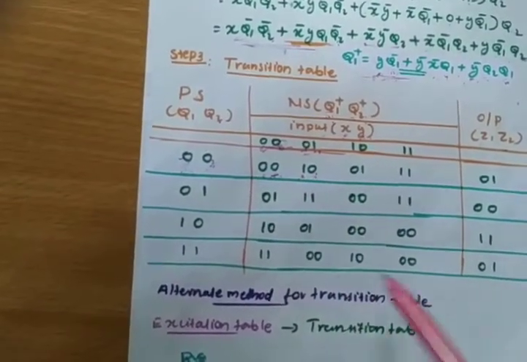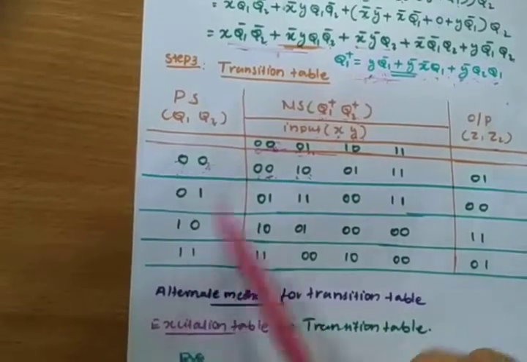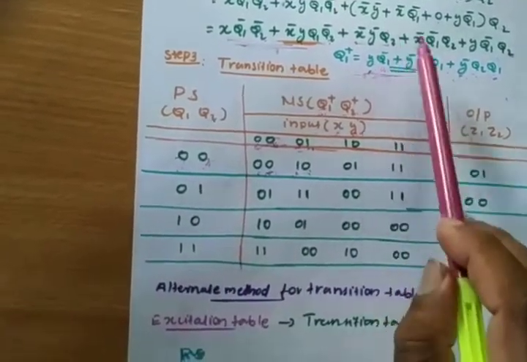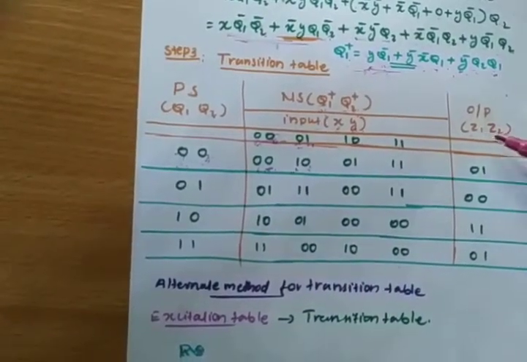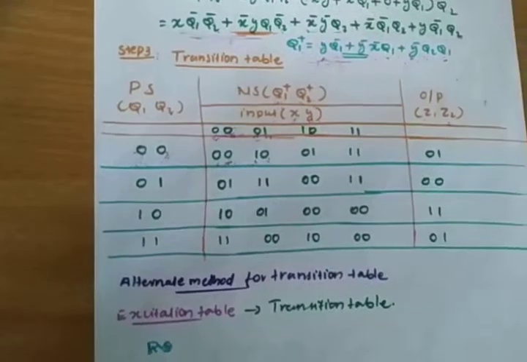Like that you have to substitute these present state and input values into these two equations, and you can find out q1 plus and q2 plus. Also you can find out z from the z equations, the output equations.